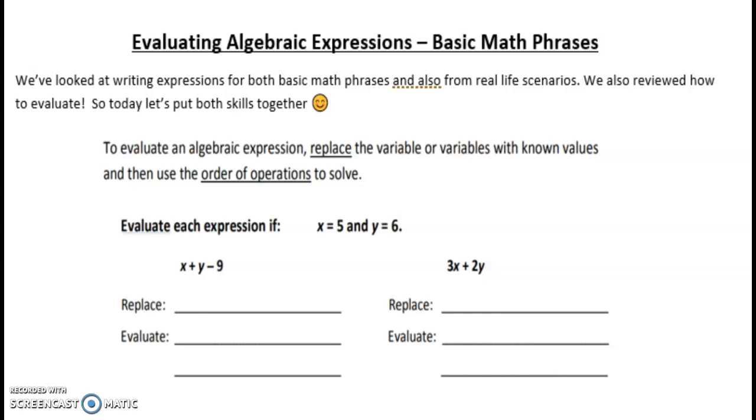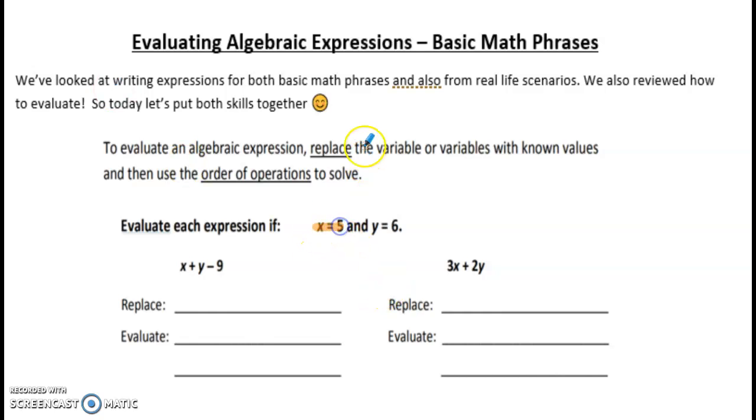Just as a quick review, you see here in the middle of my screen a little review about evaluating. To evaluate an algebraic expression, we replace the variable or letter with known values. So we take out the letter and put in an actual number. Then we use the order of operations to solve. Let's take a look at two quick examples to refresh how we evaluate.